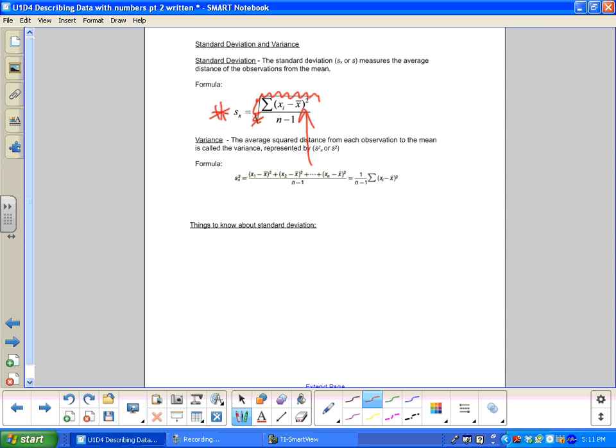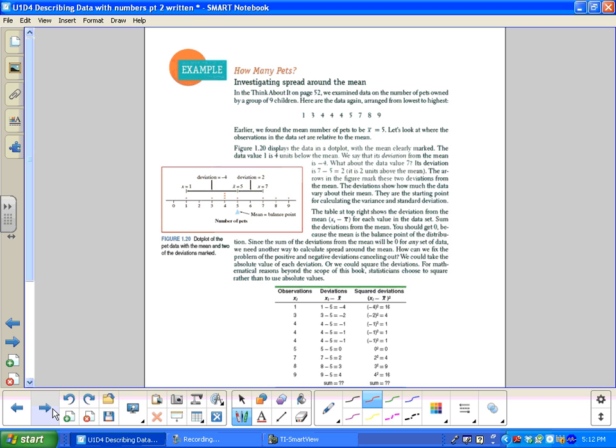Okay, so you have your two formulas for standard deviation and variance. Before I give you these things you need to know, I want to go over to the next page and take a look at this example because it goes through exactly how to calculate standard deviation by hand, and then I will talk about interpreting and all that stuff when we finish going over this.